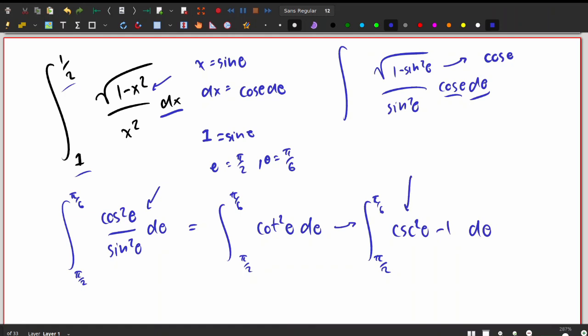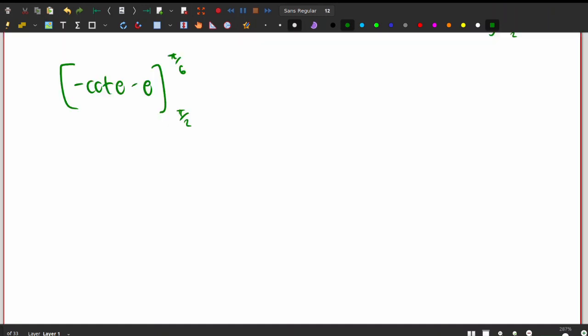CSC squared has an easy elementary antiderivative of negative cotan theta, and 1 has the antiderivative of simply theta. So this actually turns into an expression of negative cotan theta minus theta evaluated from the bounds of pi over 2 to pi over 6. So let's evaluate this function.